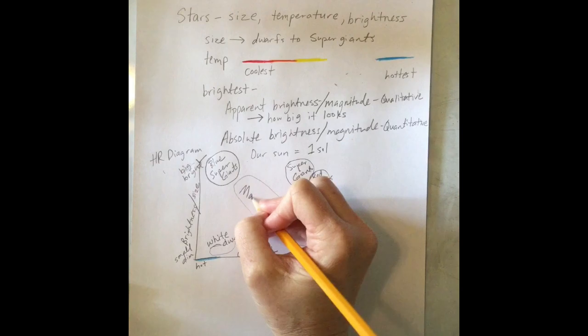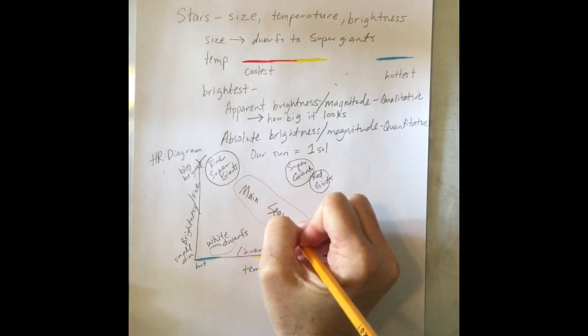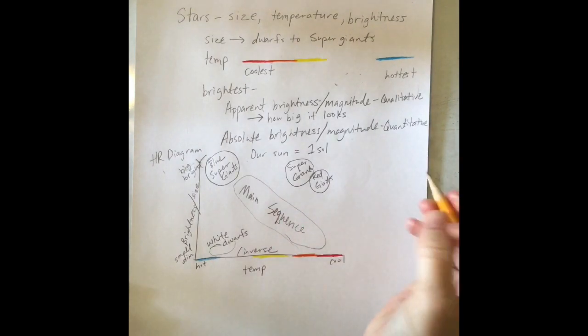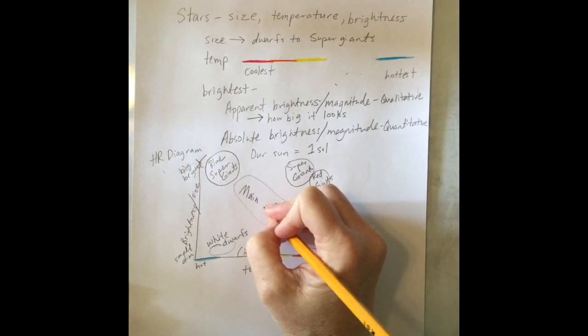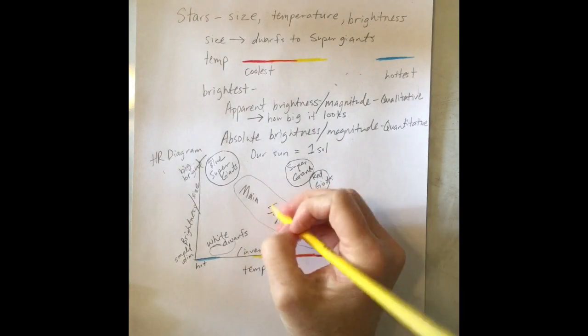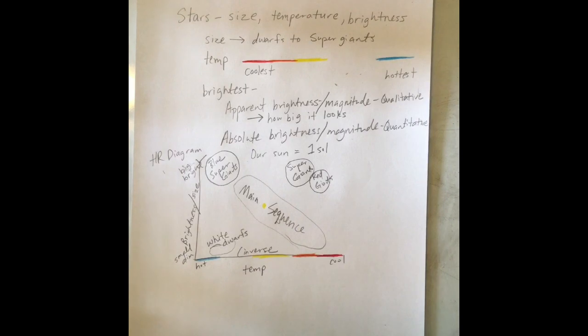And then this area that runs diagonal all the way through here, this is where we find all of our main sequence stars, which remember is about 90% of all stars. And our sun, if we were going to look at it on an HR diagram, it would be a yellow star just smack dab in the middle, because remember our sun is a very average star.